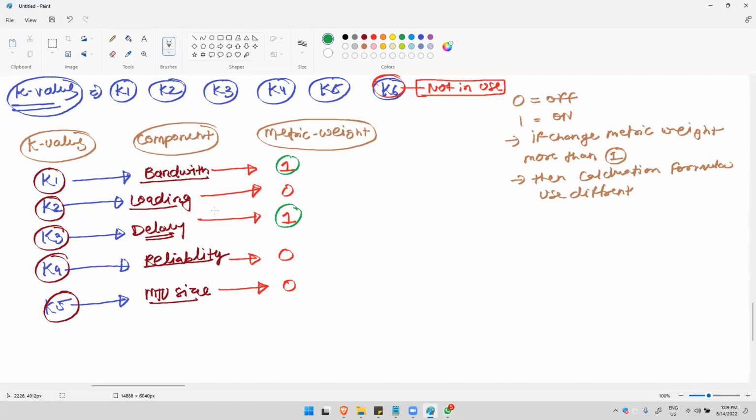How many K values are we using? Verify. How many K values are on? Only 2. But I didn't get the concept.